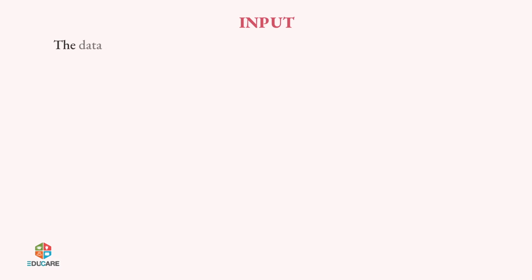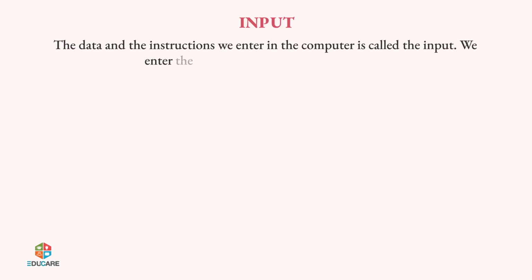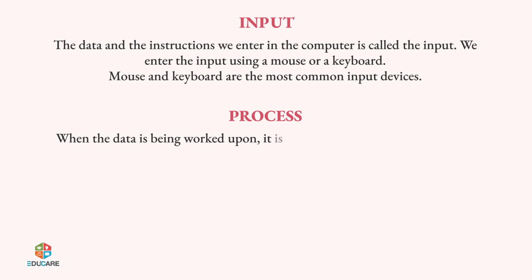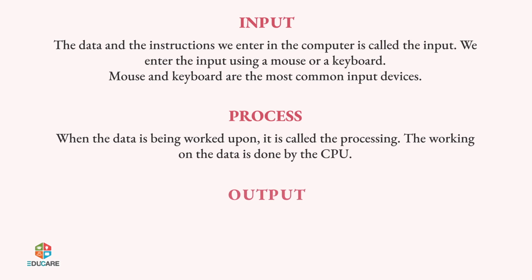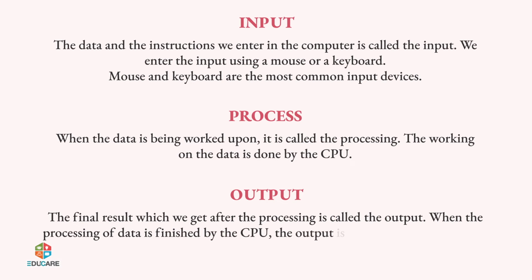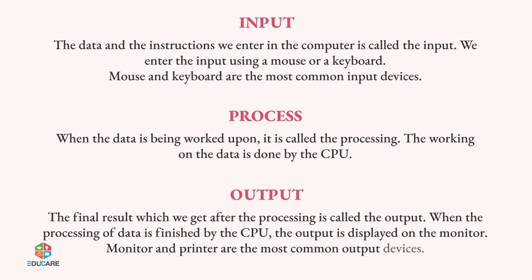Input. The data and the instructions we enter in the computer is called the input. We enter the input using a mouse or a keyboard. Mouse and keyboard are the most common input devices. Process. When the data is being worked upon, it is called the processing. The working on the data is done by the CPU. Output. The final result which we get after the processing is called the output. When the processing of data is finished by the CPU, the output is displayed on the monitor. Monitor and printer are the most common output devices.